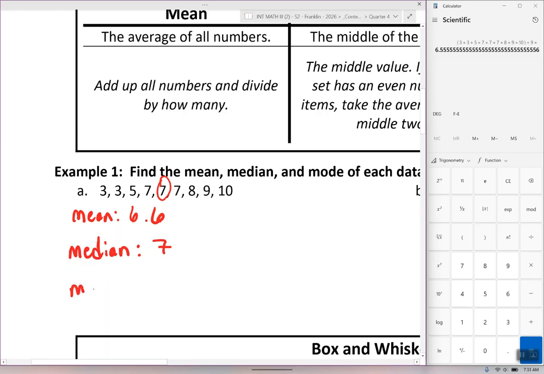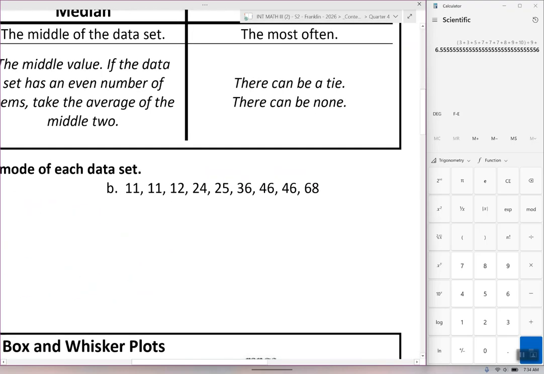And finally, for our mode, it's the number that shows up the most often, and in this case, it is also 7. So for this data set, all three of these numbers were pretty similar. They were all a pretty decent approximation of where the overall average or middle of this data set is. All right, let's look at this next one.